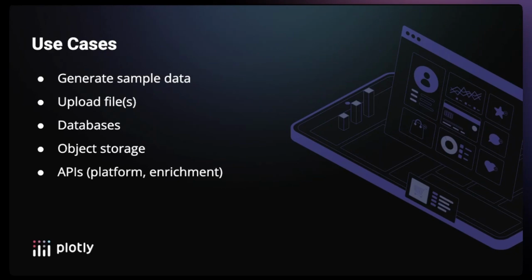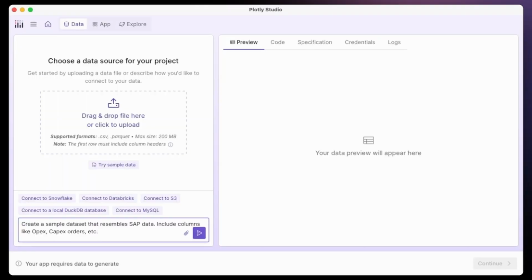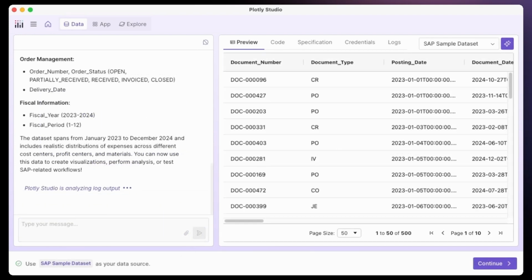You can actually generate sample data, which is a great way to get started with Plotly Studio. It allows you to kick the tires with the type of data that you'll be using without exposing any of your private data until you're ready to make that leap with us. You can simply ask for things like an SAP dataset that includes columns X, Y, and Z. It'll generate that dataset for you, and then you can build a sample application from that.